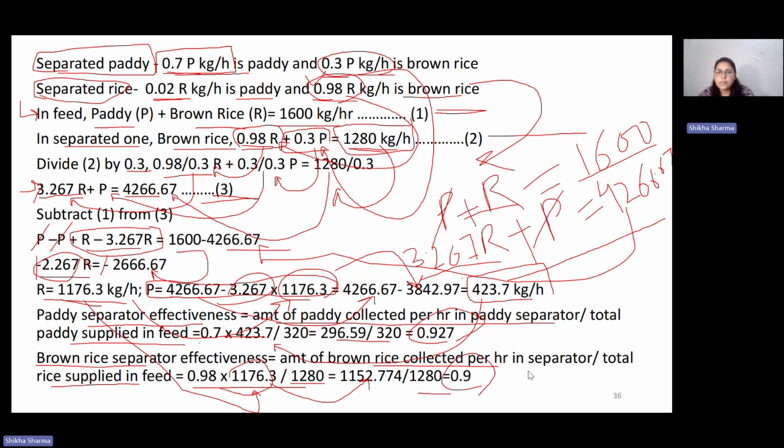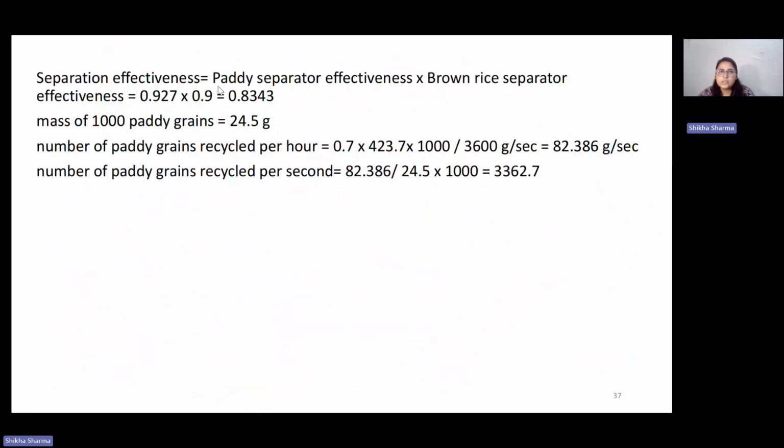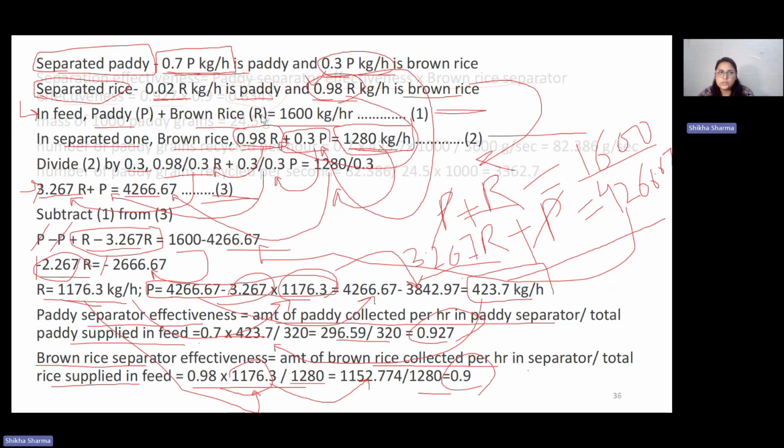So now the overall separator efficiency is the paddy separator efficiency multiplied by the brown rice separation efficiency, which is 0.927 multiplied by 0.9. It will be 0.8343, which is this D option.